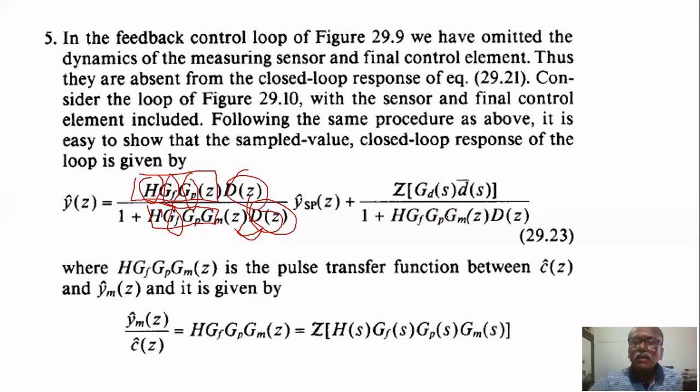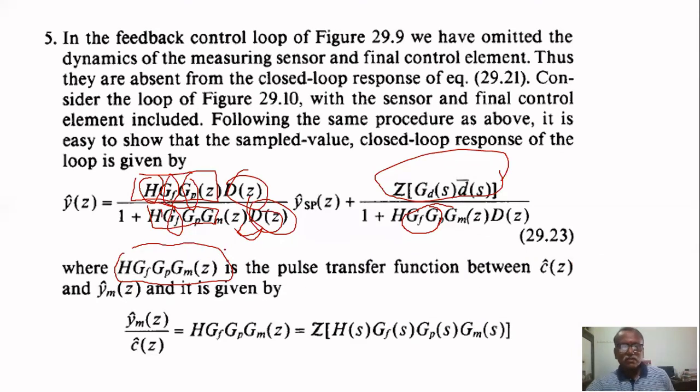But here in the denominator, the GF also comes into the picture, with no change in the numerator. So HGF GP GM is the pulse transfer function between C of Z and YM of Z.